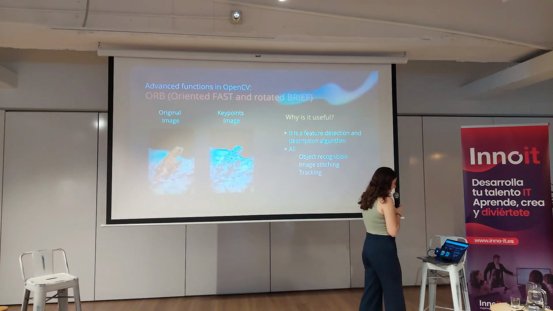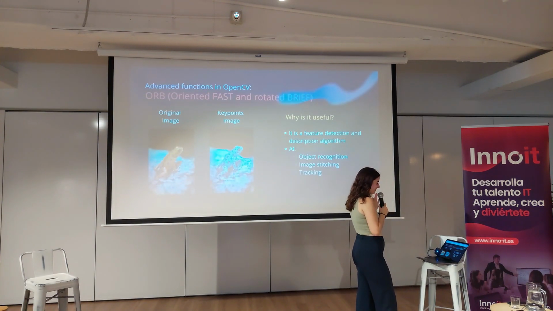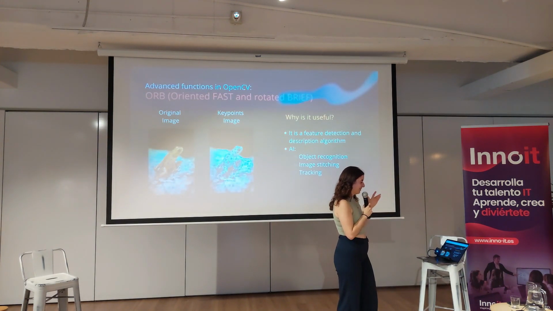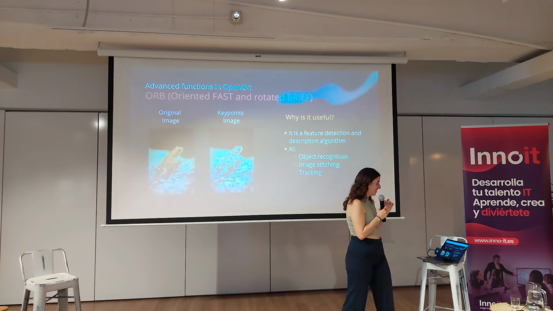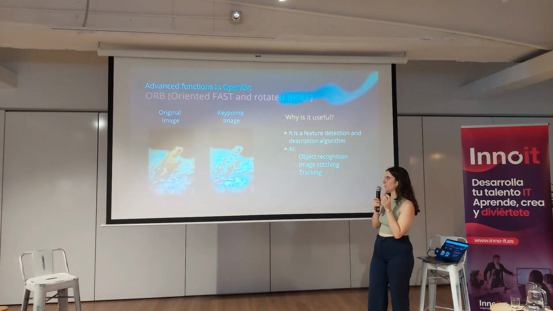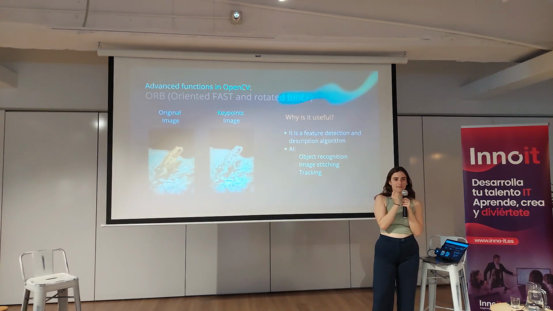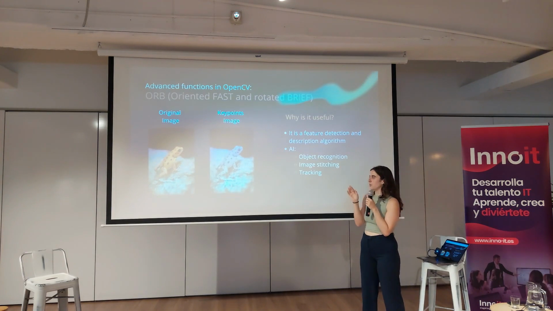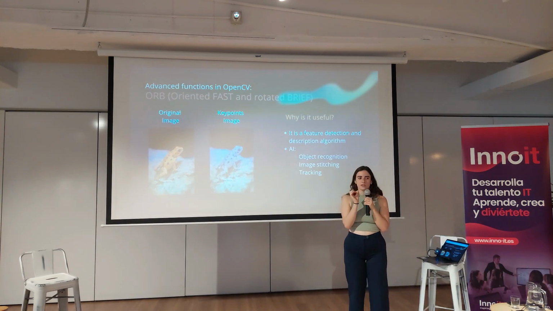Okay. This one is called ORB, that is Oriented FAST and Rotated BRIEF. It's a feature detection and description algorithm. So what does this mean? This is an algorithm that will take the input image and find the points that are more meaningful in that image.